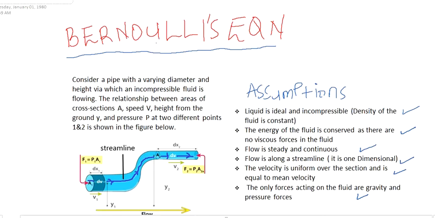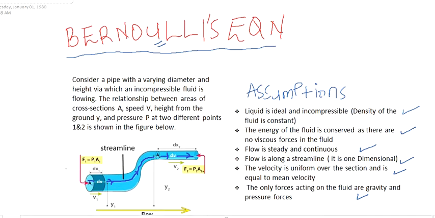Today we discuss Bernoulli's equation. In the derivation of this equation, let us consider a pipe with a varying diameter and height through which an incompressible fluid is flowing. The relationship between the areas of cross-section A, speed V, height from the ground Y, and the pressure P at two different points 1 and 2 is shown in the figure below.